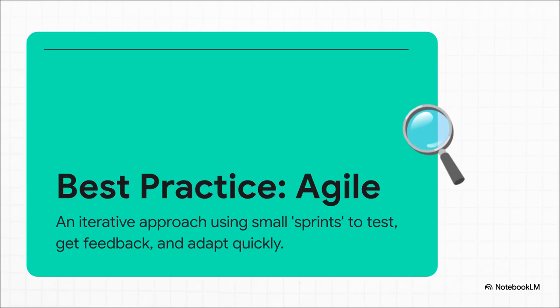Now, when it comes to best practices, one of the biggest ones is using agile methodologies. Here's why. AI development is super experimental. You often don't know what's going to work right off the bat. So instead of planning one giant, years-long project, teams break the work into these little 2-week chunks called sprints. This lets them build something small, test it, get feedback, and adapt really, really quickly. It's all about that fail-fast idea, so you can find what actually works way sooner.